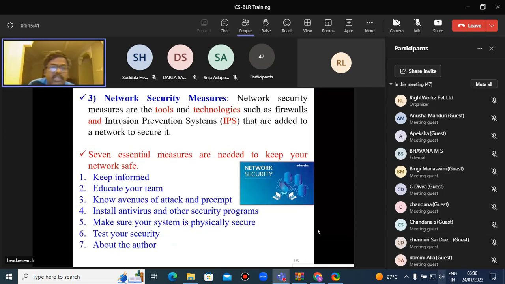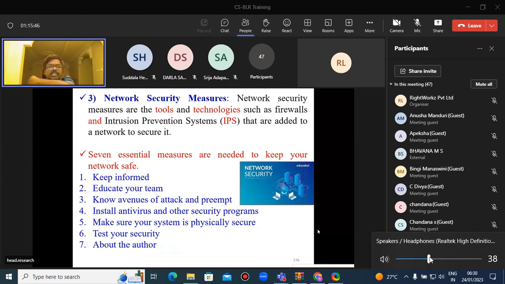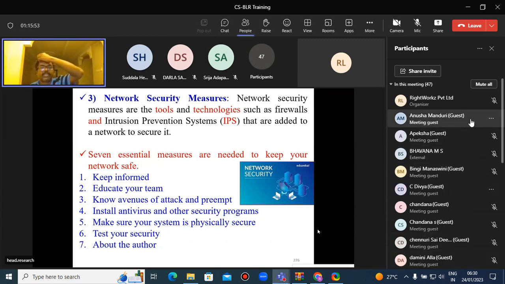Then the third concept is network security measures. Network security measures are the tools and technologies, such as firewalls and intrusion prevention systems, that is IPS, that are added to a network to secure it. Seven essential measures are needed to keep your network safe. Keep informed, first step. Then educate your team. Install antivirus and other security programs.